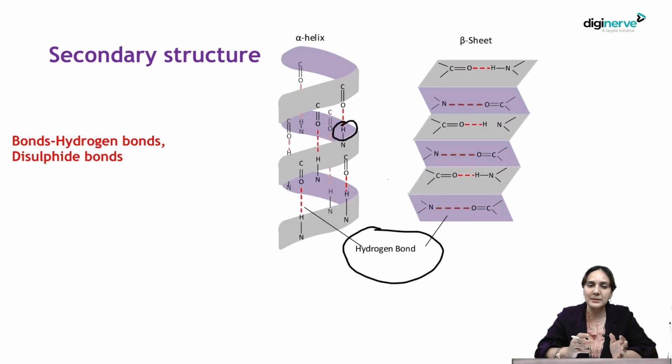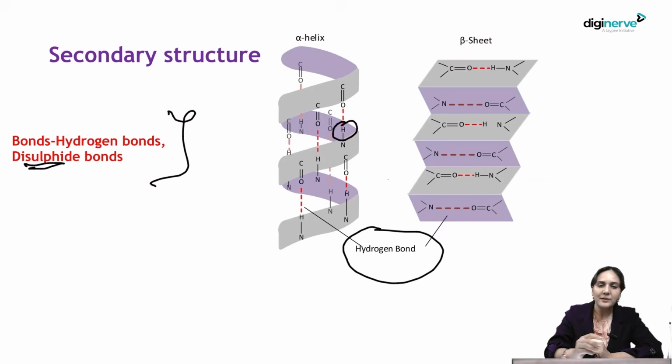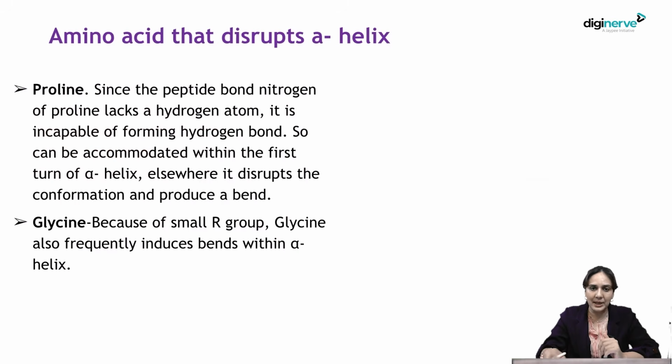How is it possible? Because there is formation of inter- and intra-chain hydrogen bonds, which helps in coiling or folding of the primary structure of the protein into secondary structure. Along with hydrogen bonds, there can also be disulfide bonds for some amino acids which contain sulfur. So the secondary structure mainly consists of hydrogen bonds which help in folding into alpha helix or beta pleated sheet structure.